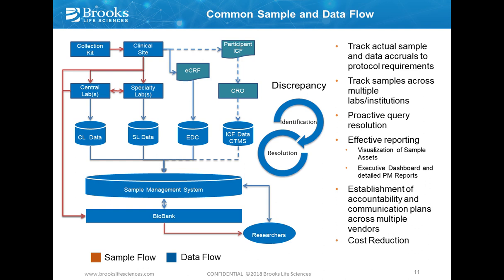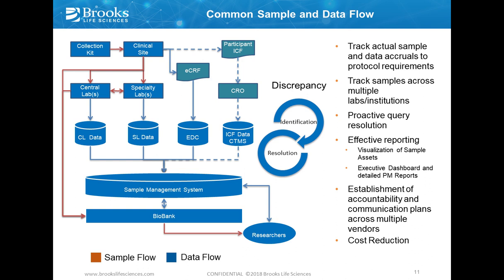So what we're looking at now are common sample and data flows for a clinical trial. So it typically starts out with a collection kit going to a clinical site, the clinical site collecting the sample, but also collecting the data associated with that participant who provided that sample. And as the samples and the data begin to move through their workflows, there are many different parties involved in these workflows. On the data side, there are CROs involved. You can have ECRF vendors that are also aggregating data from the clinical sites. You also can have lots of laboratories.